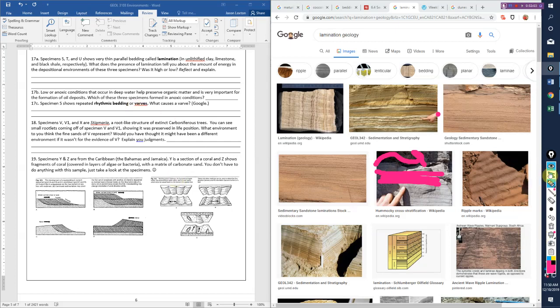Now this word over here, varves, I just want you to Google that word. That's a very specific geological word, and that specimen should become really cool to you once you realize what a varve is. I collected that in Ontario.